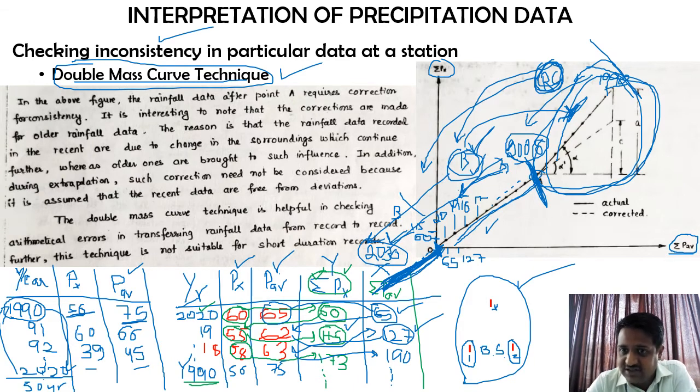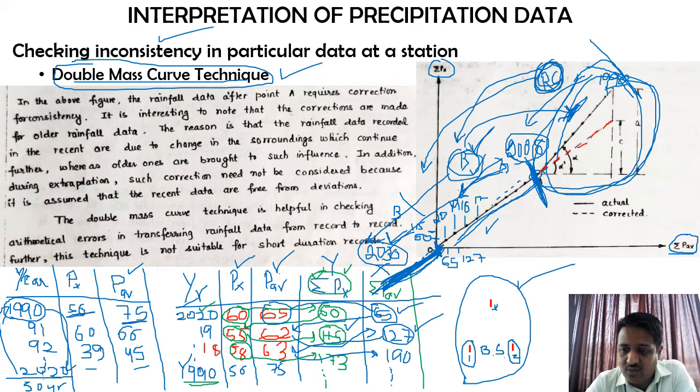So I am going to do that, and whenever I do that, you are going to get this dotted line. I hope you are getting this. You are going to get this dotted line. So what is this dotted line indicating? The corrected values. Okay, so this is what it is indicating.